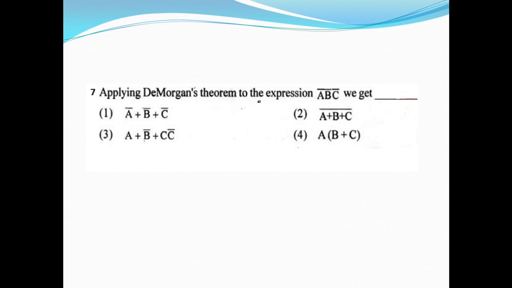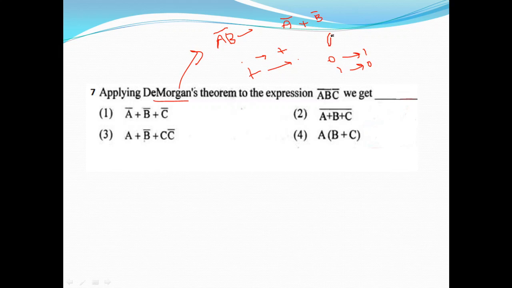Okay, now coming to the last question. Apply De Morgan's theorem to the expression (ABC) bar. While applying De Morgan's theorem, if we have (AB) whole bar, then we get A complement plus B complement, right? So the dot is replaced by a plus, and plus is replaced by a dot, and 0 is replaced by 1, and 1 is replaced by 0 in the case of De Morgan's law.